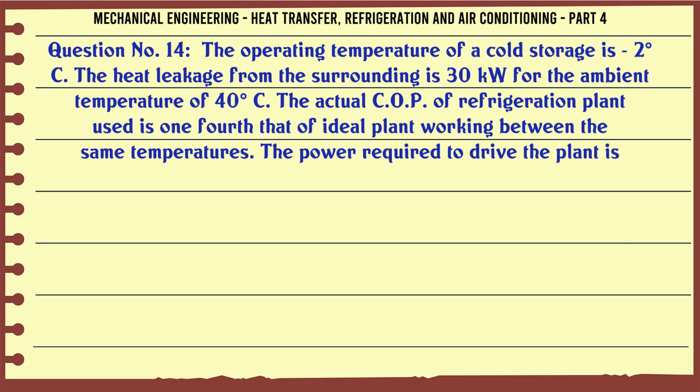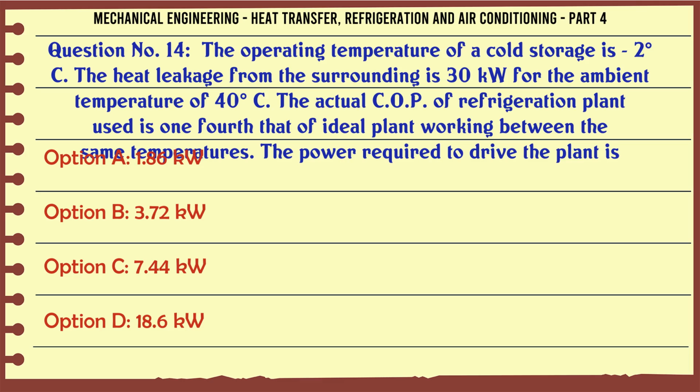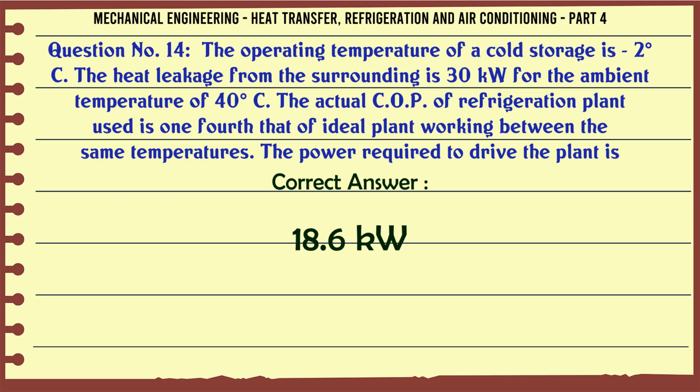The operating temperature of a cold storage is 2 C. The heat leakage from the surrounding is 30 kilowatts for the ambient temperature of 40 C. The actual C.O.P. of the refrigeration plant used is 1/4 that of an ideal plant working between the same temperatures. The power required to drive the plant is A. 1.86 kilowatts. B. 3.72 kilowatts. C. 7.44 kilowatts. D. 18.6 kilowatts. The correct answer is 18.6 kilowatts.